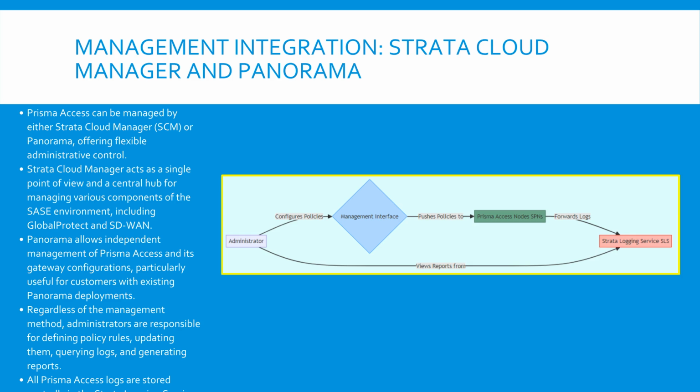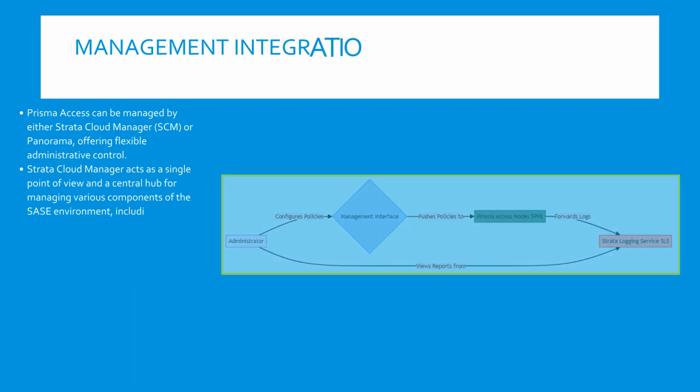This integrated structure ensures that security actions are consistently managed and monitored across the entire global Prisma Access deployment, leveraging centralized logging for visibility. This unified approach reinforces the ability to manage a massive global security infrastructure from a single pane of glass.